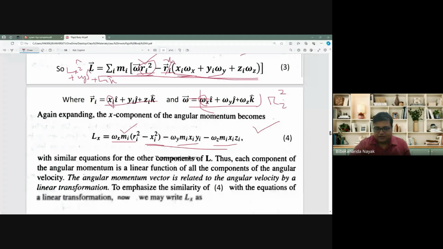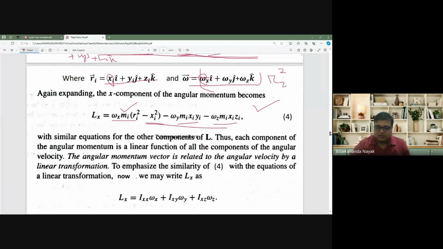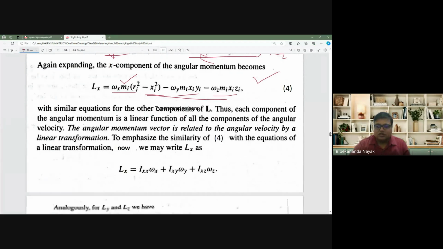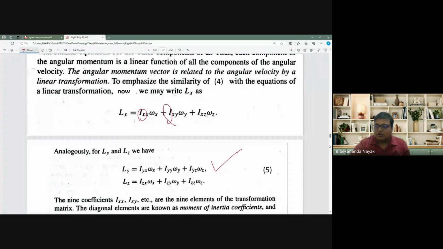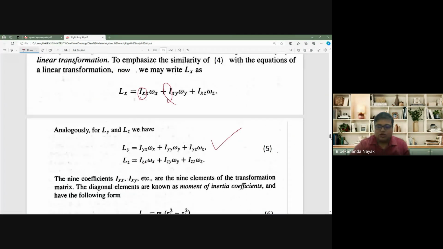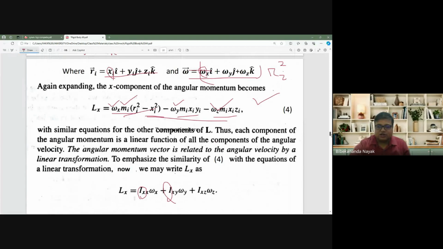Okay. Similarly, you find your Ly, Lz, same component, and finally you see it is something multiplied by omega x, omega y, omega z. So we can say it is I_xx into omega x is constant, I_xy into omega y, I_xz into omega z. Similarly, Ly and Lz can be written, or finally you can write L is equal to. And I_xx is what? Which is multiplied by the x component. This is equal to m_i (r_i square minus x_i square). R_i square is x_i square plus y_i square plus z_i square.